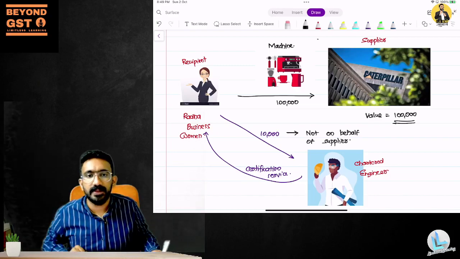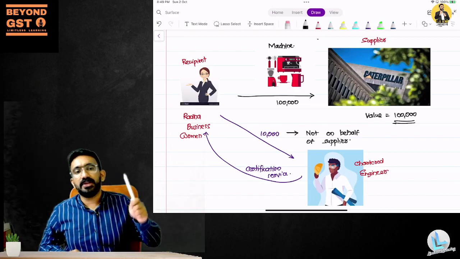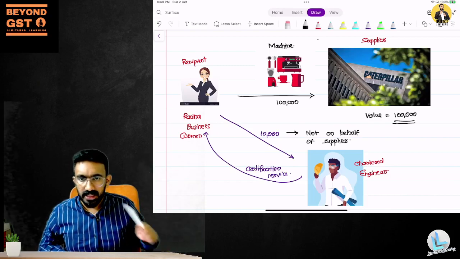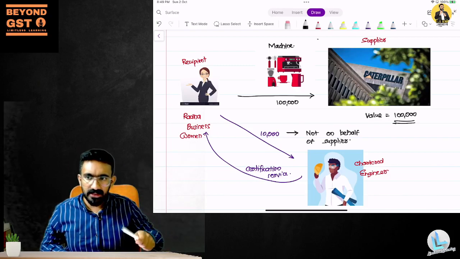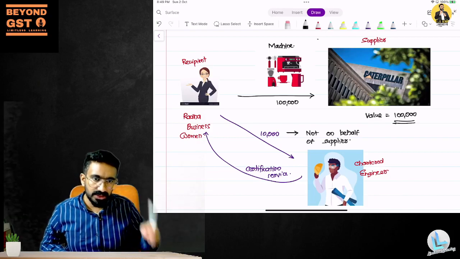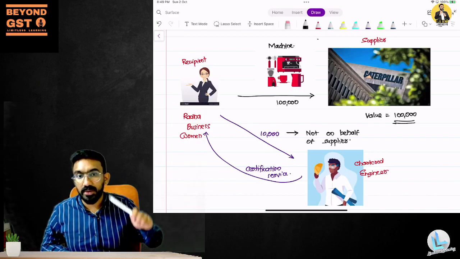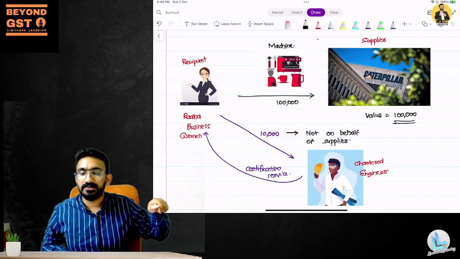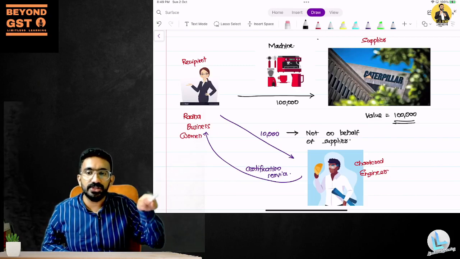What's the big deal? Now, in this particular case, what will be the value of supply for Caterpillar? Radha paid 1 lakh to Caterpillar and Radha paid 10,000 to the chartered engineer. Will it be 1 lakh or 1 lakh 10,000? Why is it not 1 lakh 10,000 here? Which condition inside this section is missing?